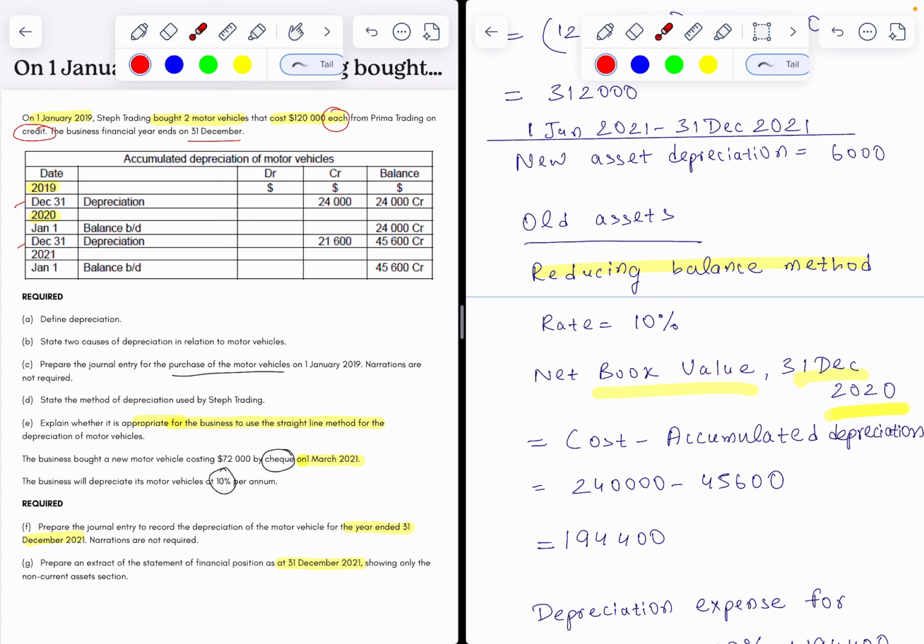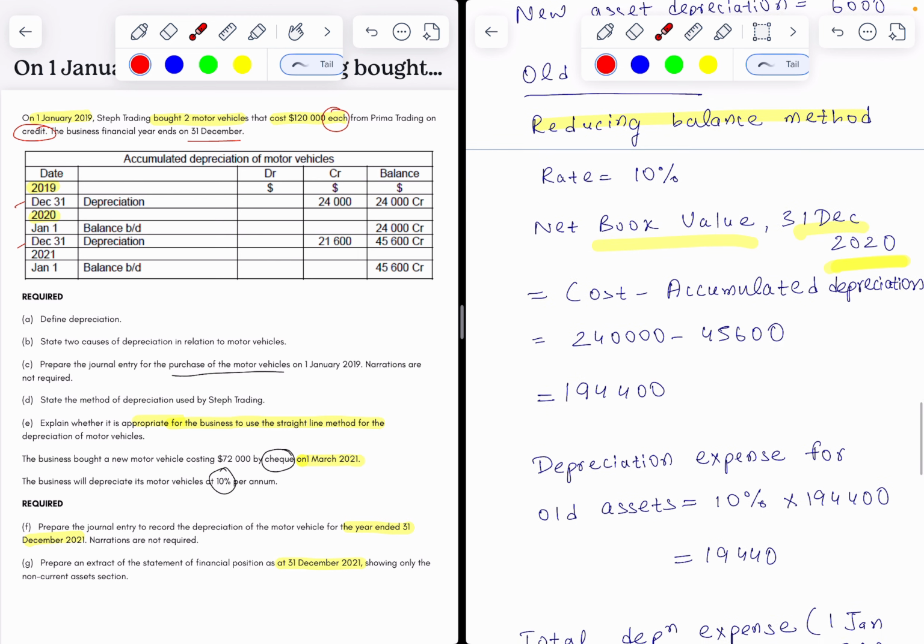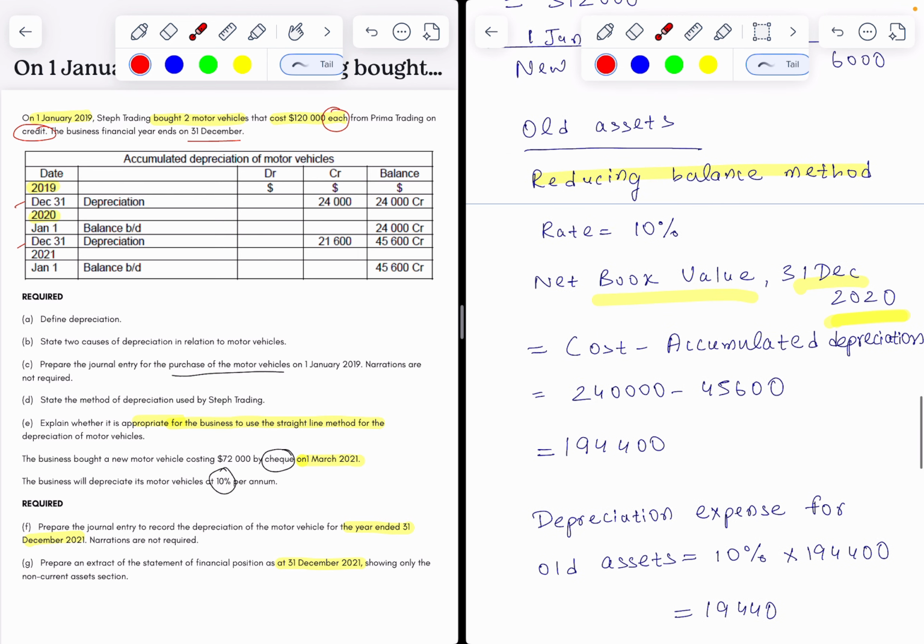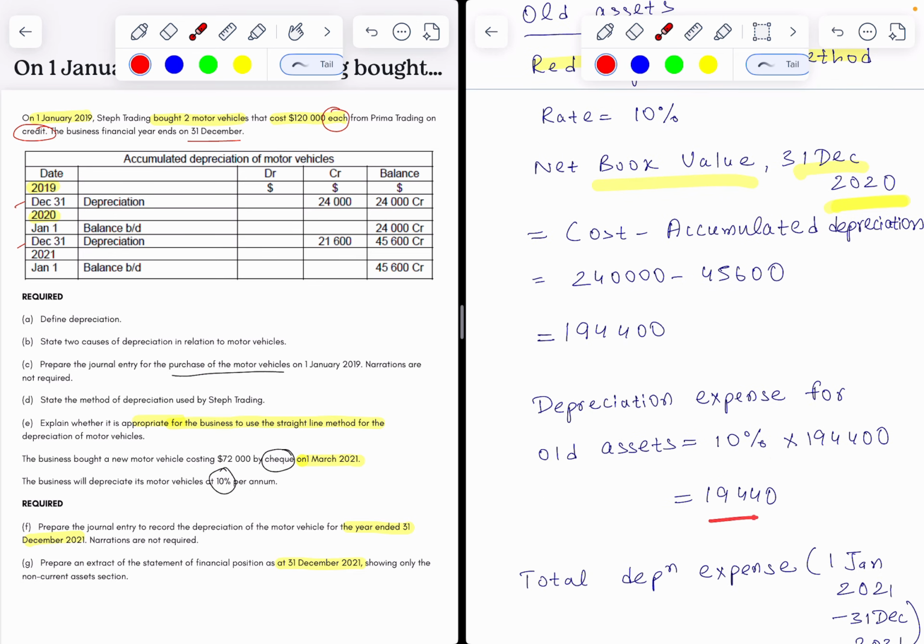So cost minus accumulated depreciation, which is $240,000 minus $45,600, gives us a net book value of $194,400, right? Now the depreciation expense for these old assets in this financial year of 2021 is simply the 10% multiplied on the net book value, which is what we do with the reducing balance method, and that gives us $19,440 as the depreciation expense for these old assets.